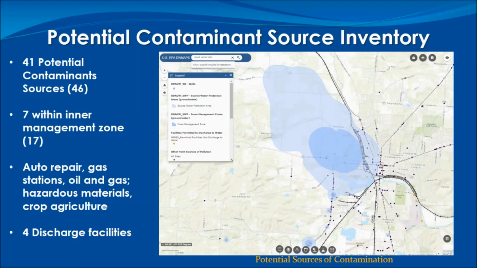And I bring that point up to emphasize an important point, and that's that DWMAPS and other remote sources of information, whether state, federal, or whatever, are indeed valuable for identifying contaminant sources, but they do not always provide the full picture. DWMAPS cannot be a substitute for local knowledge and information on the watershed. It should be used as a complement.